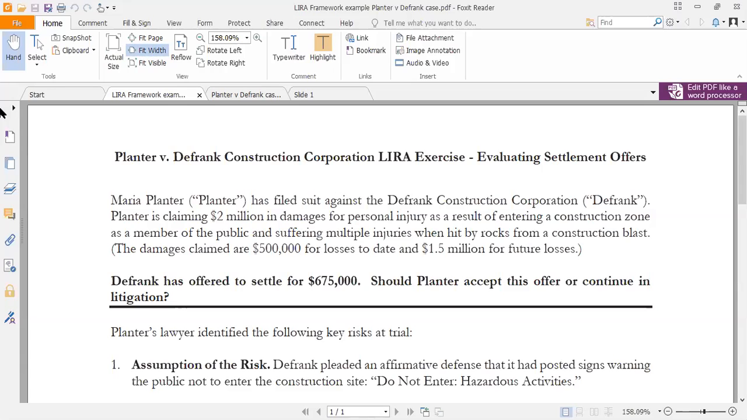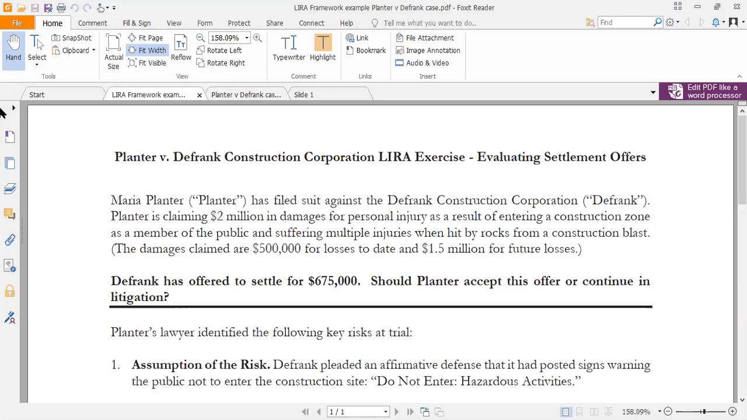And we have a case of Maria Planter, who's filed a lawsuit against the Defrank Construction Corporation, and she's claiming $2 million in damages for personal injury because of entering a construction zone as a member of the public and suffering injuries when she was hit by rocks from a construction blast. She is claiming $500,000 for past losses and $1.5 million for future losses. The defendant, Defrank, has offered to settle for $675,000. Should Planter accept this offer or continue in litigation?